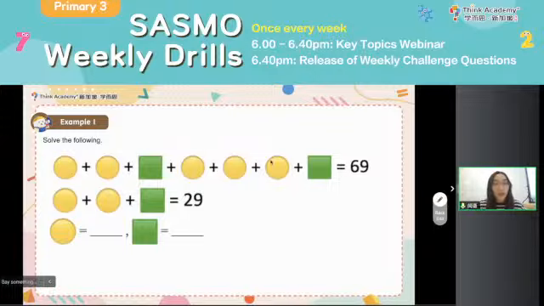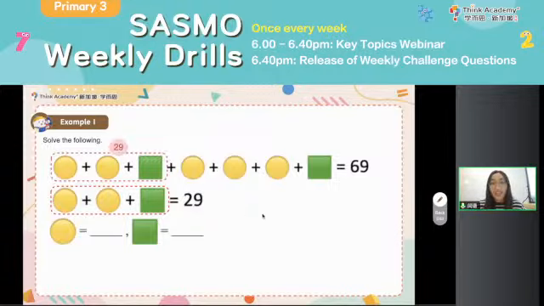So for the first one, everyone, you can also refer to your book. This is the first example. Try to solve the following. We already know that when you see 2 equations, we always start from the shorter one, and we take the shorter one as a group. So now everyone, what can you find in a group? There are 2 circles and 1 square. And what is the value of the group? Circle plus square, that is 29.